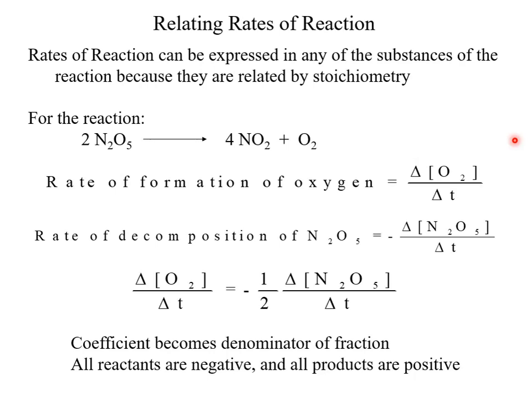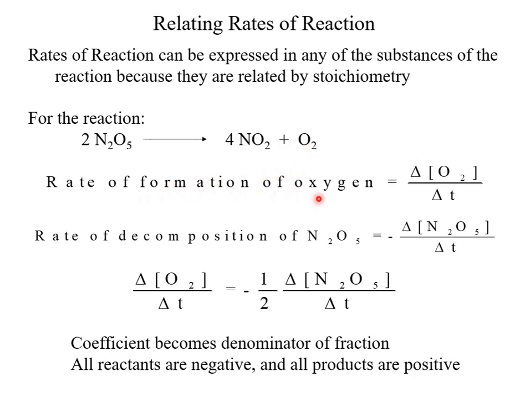In this video, we're going to talk about relating the rates of reaction. Because we know from first semester that all the amounts in a chemical reaction are related because of their stoichiometry, the 2, the 4, and the 1. Last semester, we would say that 2 dinitrogen pentoxide molecules reacted to form 4 nitrogen dioxide molecules plus 1 oxygen, or that 2 moles of dinitrogen pentoxide decomposed to form 4 moles of nitrogen dioxide plus 1 mole of oxygen. And because of that, we can also relate the rates.